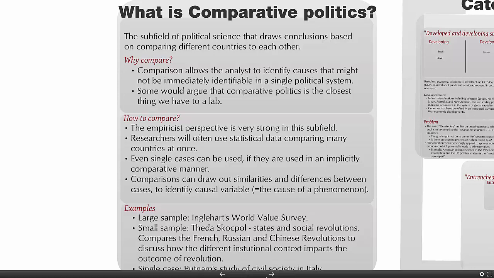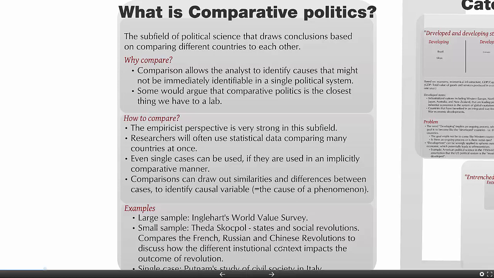We try to identify the causes that might not be immediately identifiable if we're just looking at a single political system. So when we compare different countries to each other, we can get closer to finding what variable might cause a particular effect. And this is then very much building on how we compare.